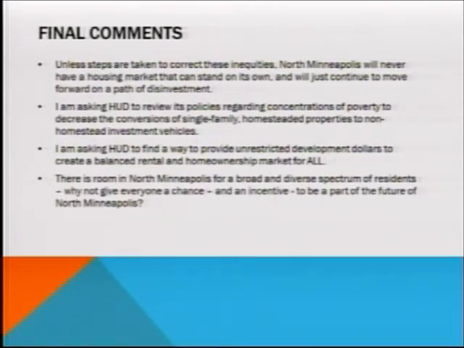My house burned to the ground. My husband and I could not find a new construction rental unit to rent temporarily while our house was being rebuilt in the neighborhood, because there's so few new construction units going in at market rate. Almost everything is subsidized, income restricted. And finally, there is room in North Minneapolis for a broad and diverse spectrum of residents. Why not give everyone a chance and an incentive to be a part of the future of North Minneapolis? Thank you. Thank you very much.